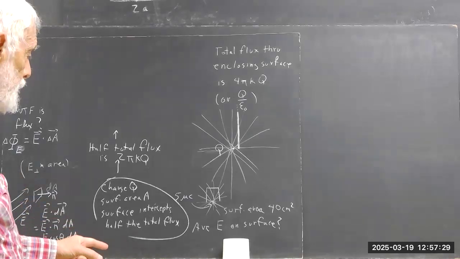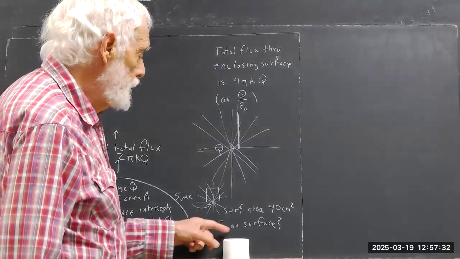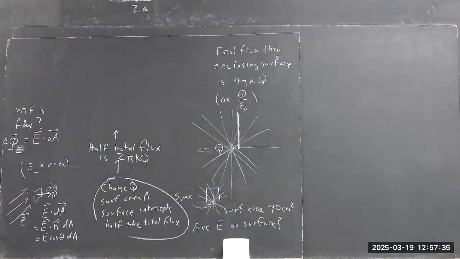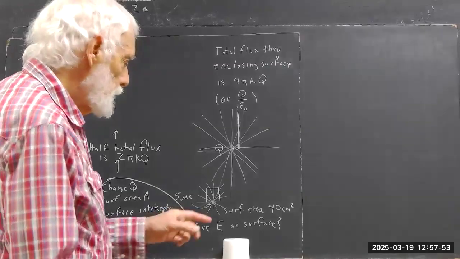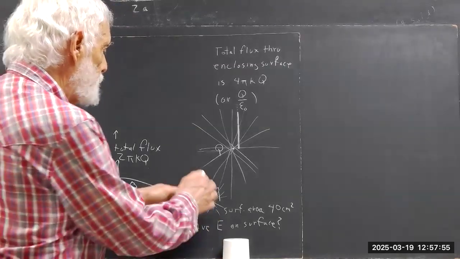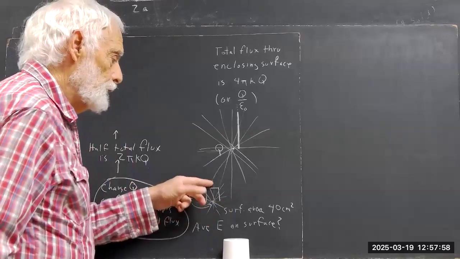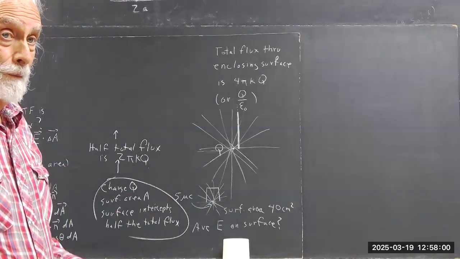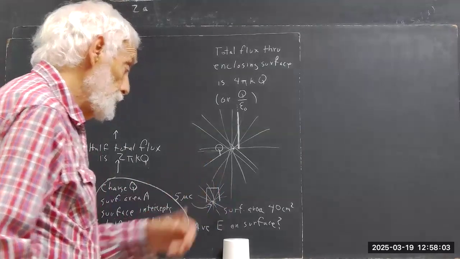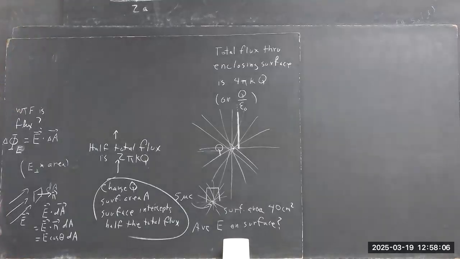Asking for the average value of E on the surface if we know the area of the surface. Okay. Now, we actually don't know necessarily what the average electric field is on the surface because we don't know the angles with which the flux from this charge penetrates various parts of this surface, right? Because the electric field always makes an angle for this thing.